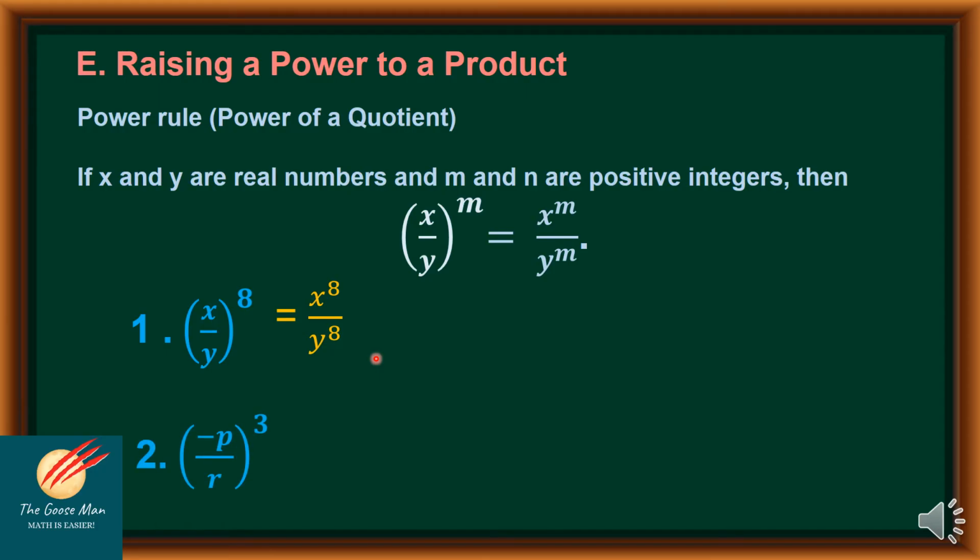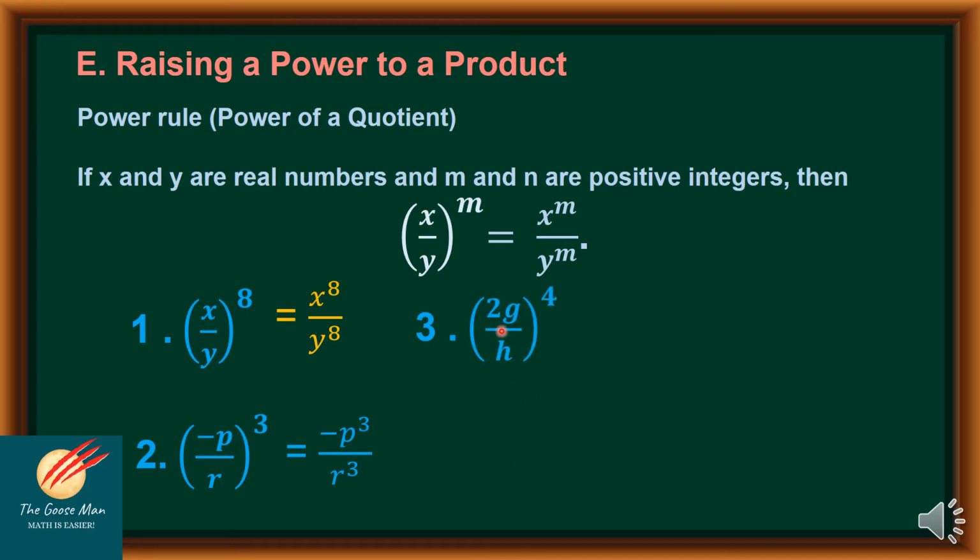Another example, so we have negative p all over r raised to 3. Take note this is a number, so we will retain the negative sign. So I have here negative p to the 3rd power all over r to the 3rd power.